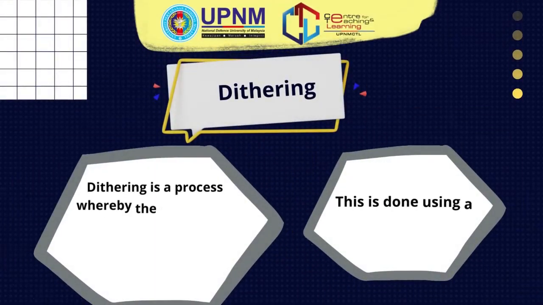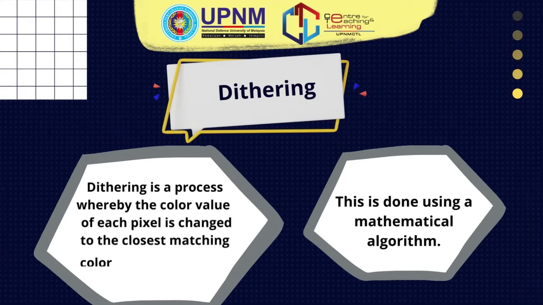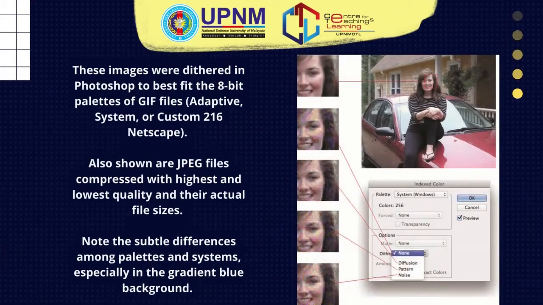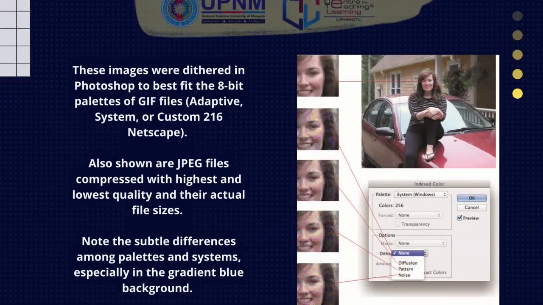Dithering. Dithering is a process whereby the color value of each pixel is changed to the closest matching color value in the target palette. This is done using a mathematical algorithm. These images were dithered in Photoshop to best fit the 8-bit palettes of GIF files: adaptive, system, or custom 216 Netscape. Also shown are JPEG files compressed with highest and lowest quality and their actual file sizes. Note the subtle differences among palettes and systems, especially in the gradient blue background.